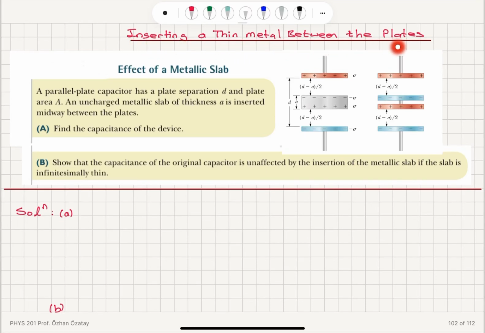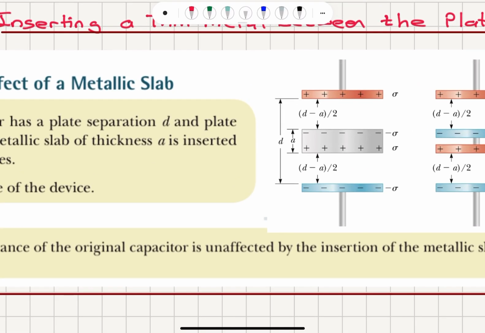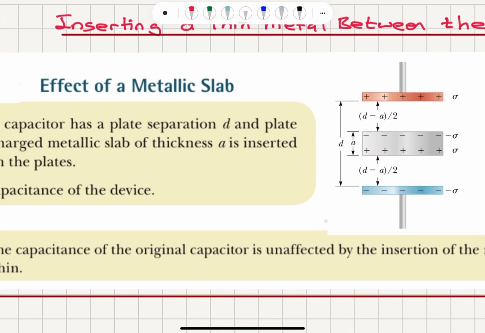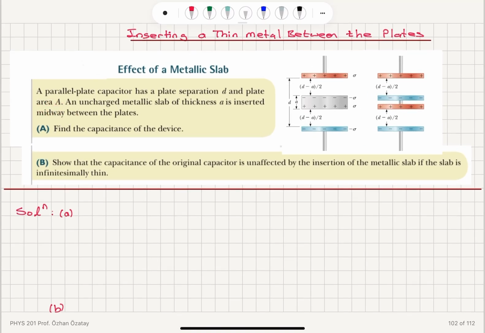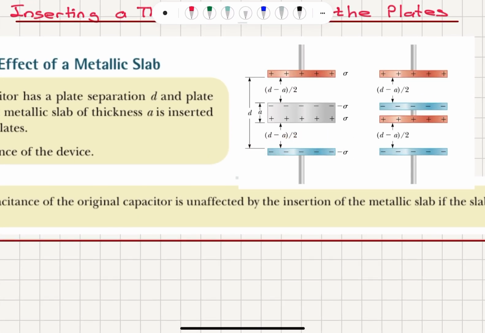Inserting a thin metal between the plates. So this is the effect of a metallic slab. A parallel plate capacitor has a plate separation D and a plate area A, so that's the area of these plates.